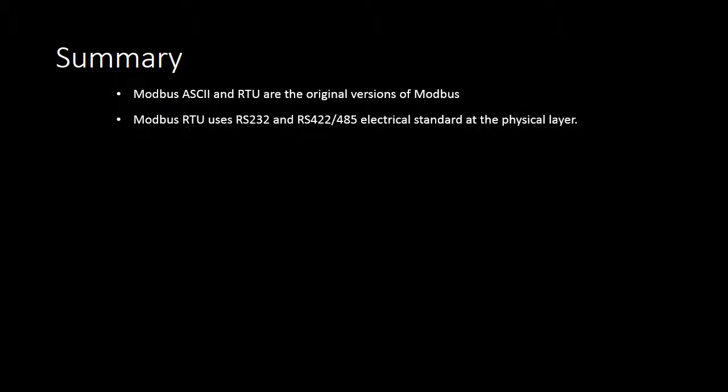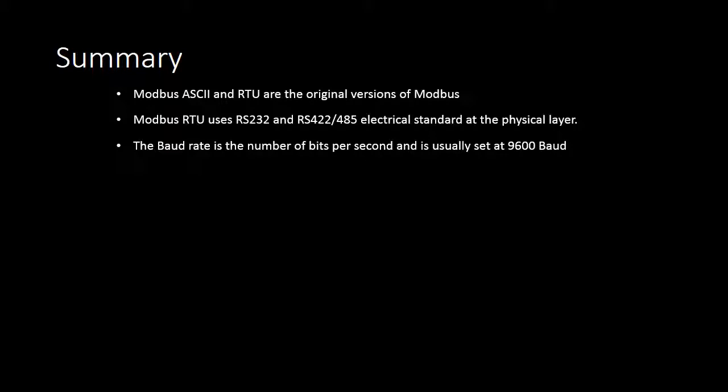Modbus ASCII and RTU are the original versions of Modbus. Modbus RTU is by far the more popular as it is more efficient and flexible. Modbus RTU uses RS-232 and RS-422 or 485 electrical standard at the physical layer. This allows up to 32 devices on one network. As many networks are possible as there are slots available for each master. The baud rate is the number of bits per second and is usually set at 9600 baud, but can be adjusted to suit the application.